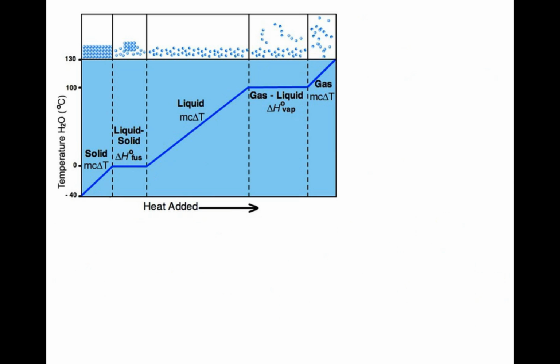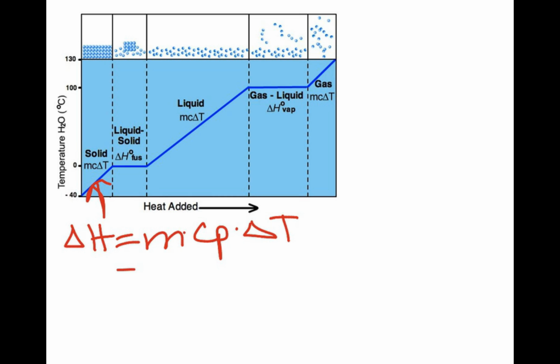Let's solve delta H for number 1. Interval 1, right here. Delta H equals M times Cp times delta T. Now, what's the mass of the water? 15 times the specific heat of ice, because remember, right here we're talking about solid ice, so that's equal to 2 joules per gram degree Celsius. And our delta T. What's our delta T?